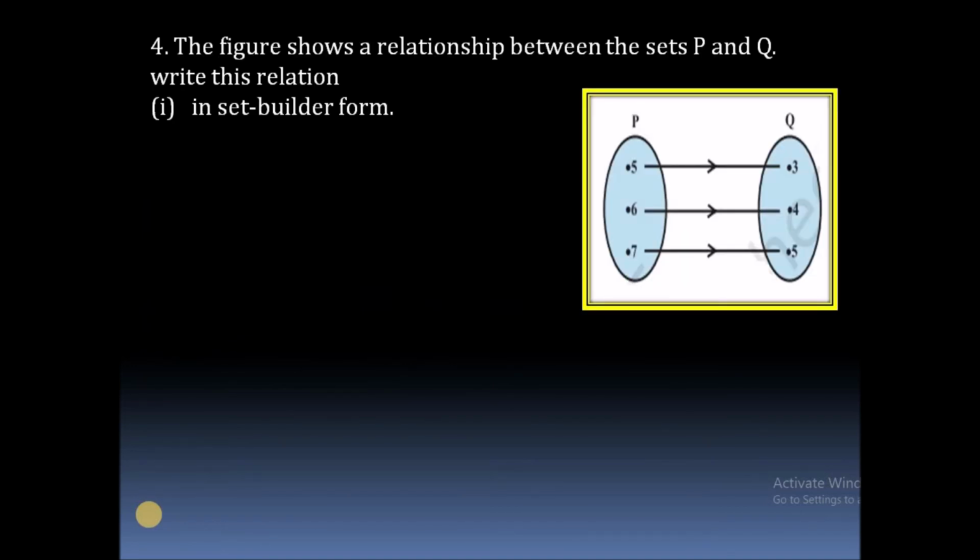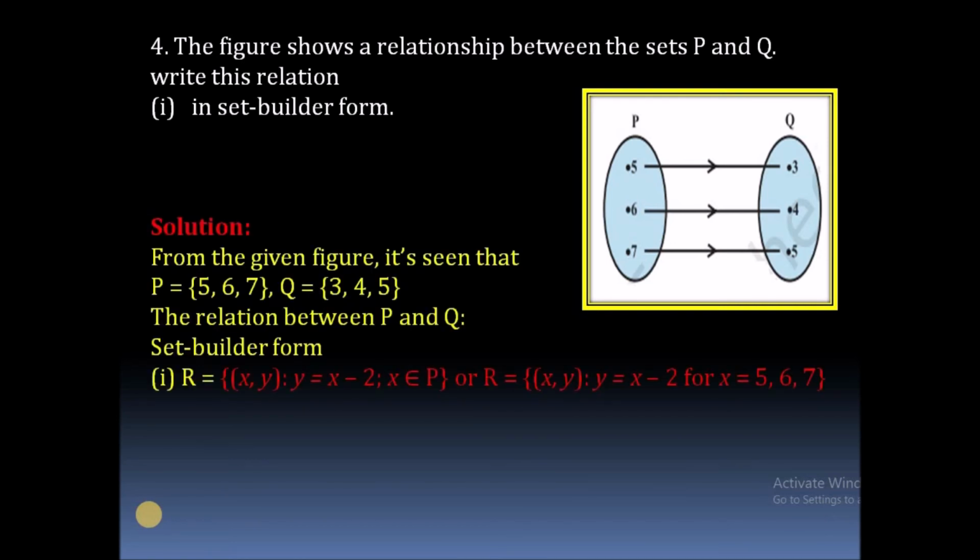Now, question number 4. The figure shows a relationship between sets P and Q. Write this relation in set builder form. From the given figure, it seems that P equals {5, 6, 7} and Q is {3, 4, 5}. So, the relation between P and Q in set builder form. In set builder form you have to apply some condition. So we will write R in ordered pair x, y. Now look at what that condition is.